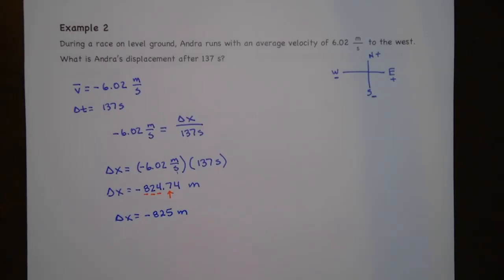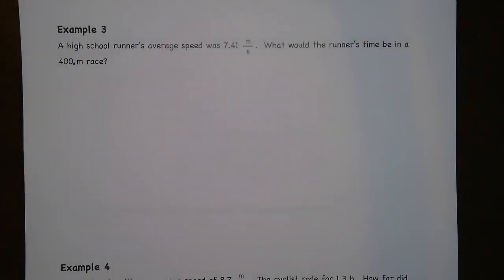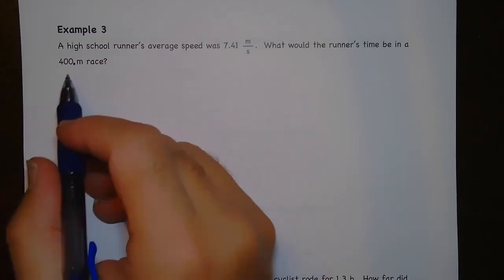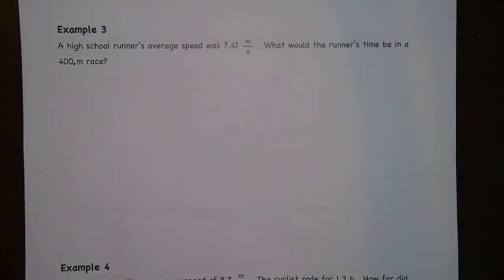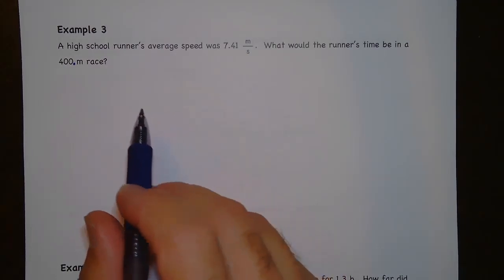Okay, and that's how you do these. A high school runner's average speed for this example was 7.41 meters per second. What would the runner's time be in a 400-meter race? And that has a decimal in it, I had to add it. 400-meter race, okay? All right, so what do we know?